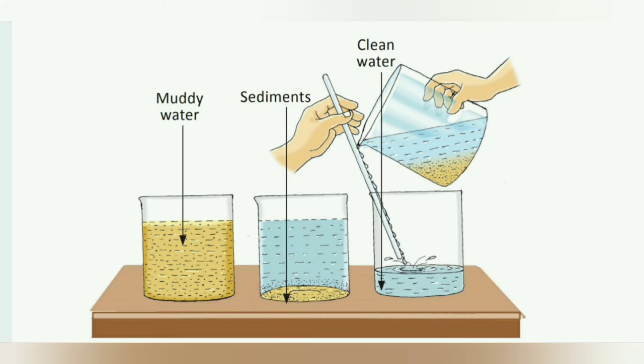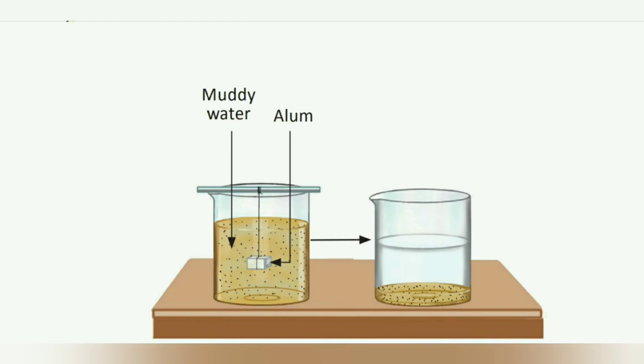Sedimentation means the impurities are allowed to stand for some time undisturbed and these settle down at the bottom of the container. And after that, the clean water above the sediments is poured into another container. This is known as decantation.